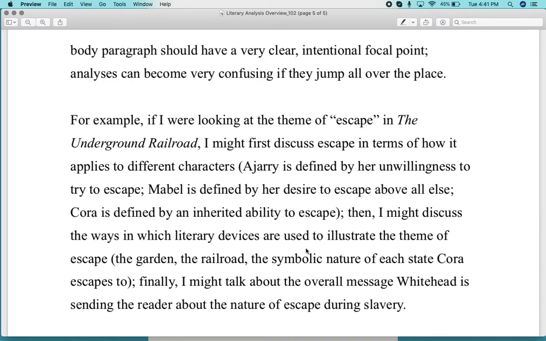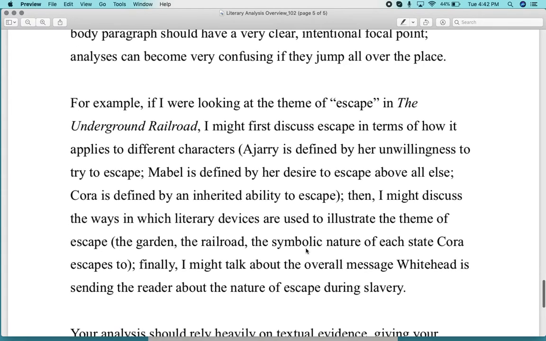In my second body paragraph, maybe I could discuss the ways in which literary devices are used to illustrate the theme of escape, right? So I could talk about the garden as a kind of symbol for Cora's escape and inheritance. I could talk about the railroad as a reverse metaphor, a metaphor that is made into reality. I could talk about the symbolic nature of each state that Cora escapes to, right? So my second body paragraph would just be about those literary elements of escape.